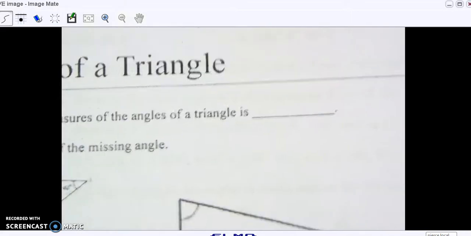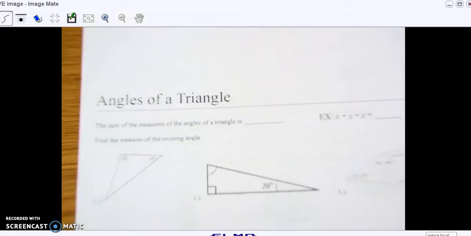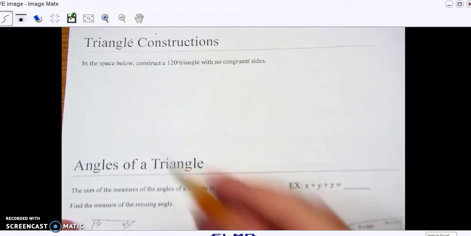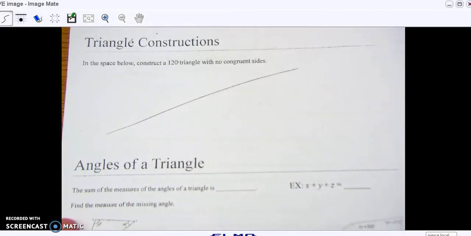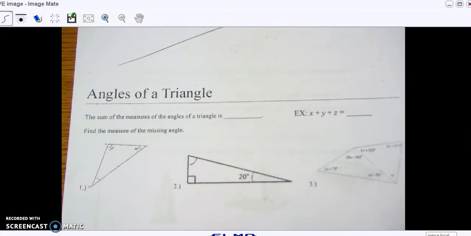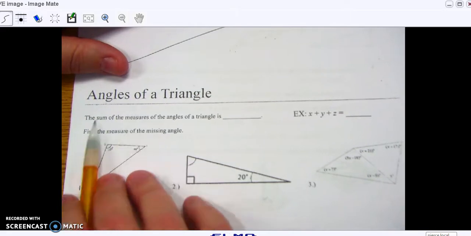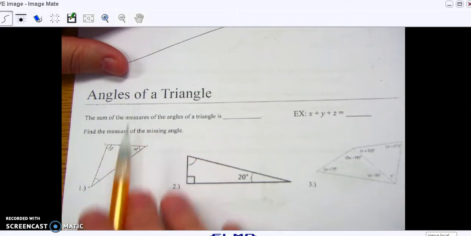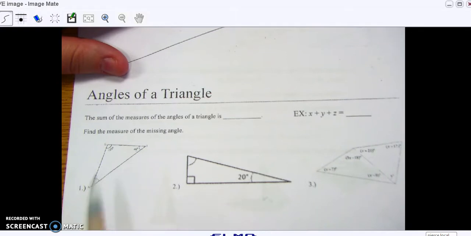On the back of your page, let me zoom that out so you can see. We're not worrying about that section right there, okay? But right here, we're going to talk about the angle measurements of a triangle. This is a big one for 7th grade: these angle measurements and finding a missing angle measurement.